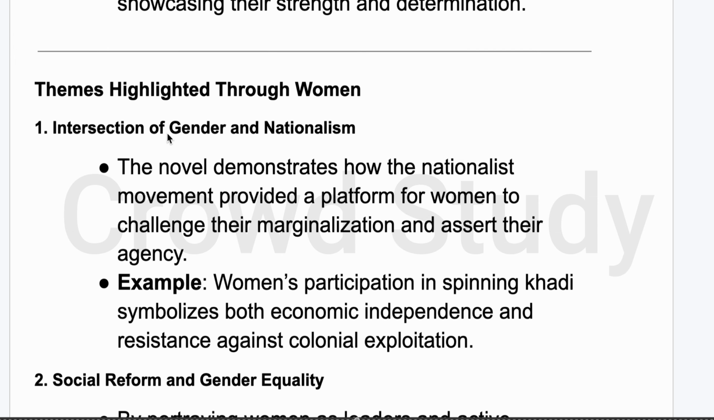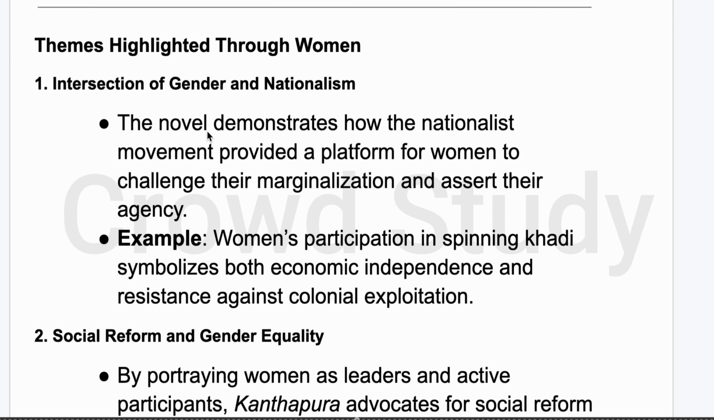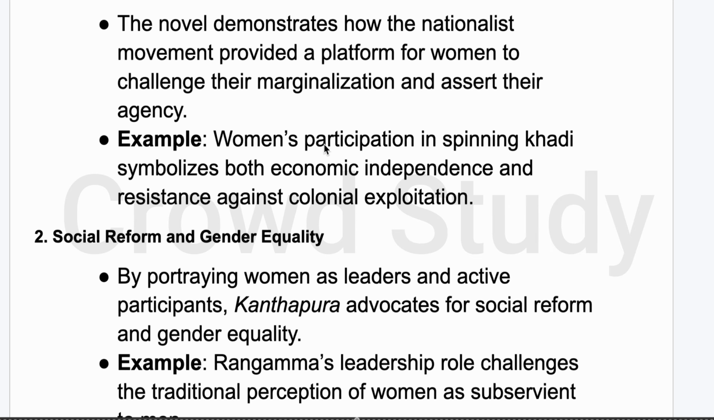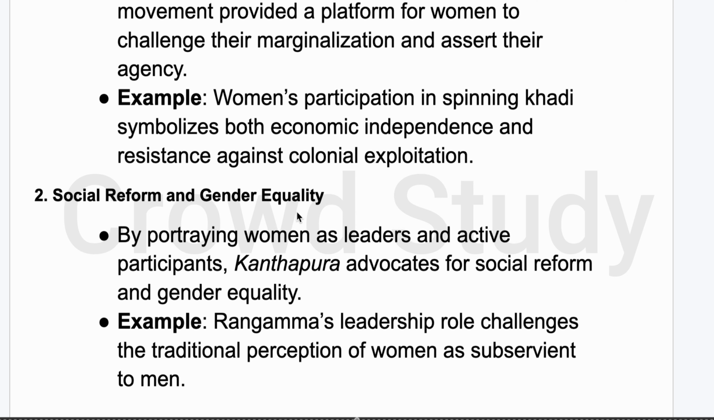Themes highlighted through women: intersections of gender and nationalism. The novel demonstrates how the nationalist movement provided a platform for women to challenge their marginalization and assert their agency. For example, women's participation in spinning khadi symbolizes both economic independence and resistance against colonial exploitation.